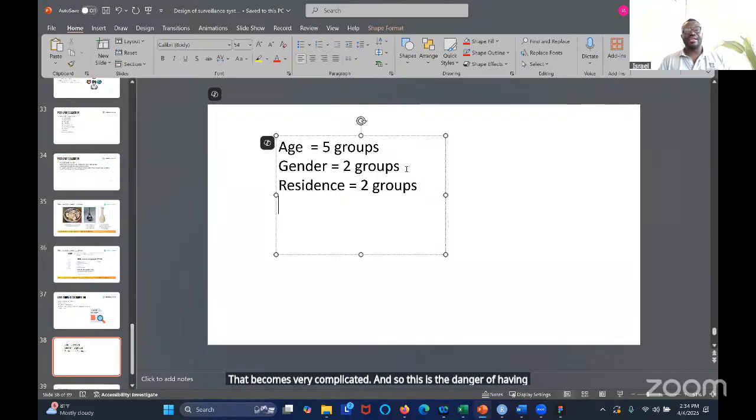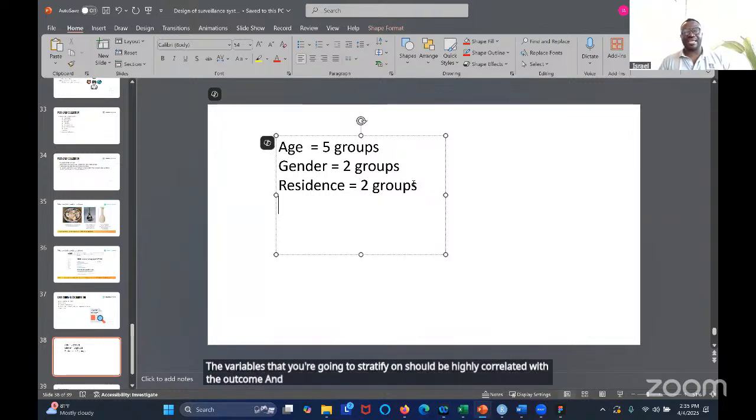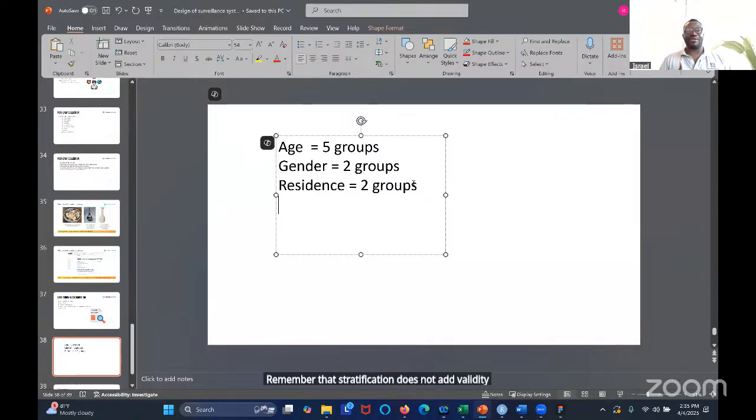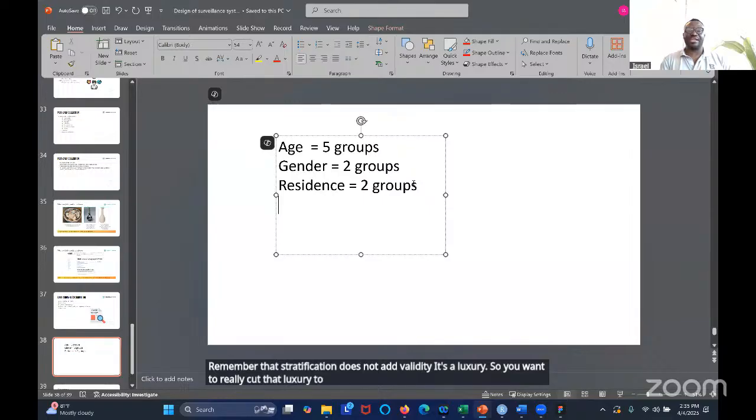And so this is the danger of having too many strata. The variables that you're going to stratify on should be highly correlated with the outcome. And this is one scenario where less is more. Remember that stratification does not add validity, all right? It's a luxury. So you want to really cut that luxury to a minimum so that it's still affordable, and the study can still be done. Does that answer your question?